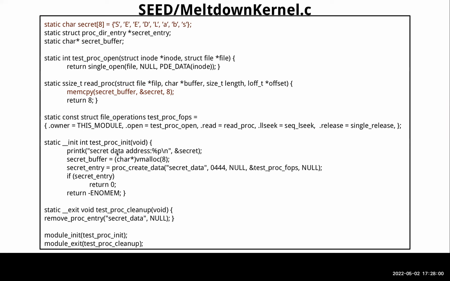Then at the init function, let's see what it does. It will first print out the address of our secret. That's what we want to steal. So here is one thing: if you want to steal some data from the kernel, you need to know its address. That's one of the requirements of Meltdown. You need to know where the thing you want to steal is. And you notice that we're using the function printk here. It's not printf.